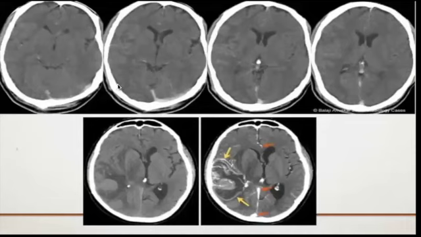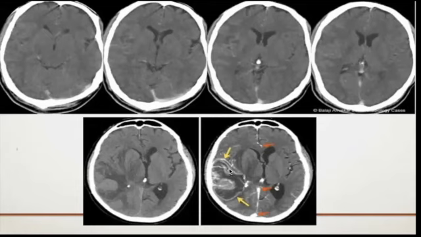Again, above here, we can see a patient who has, now, I don't really like the images above, and I'll tell you why shortly. So let's discuss the images below. The images below, the one on the right and the left, both are the same. However, this one has a contrast added to it.